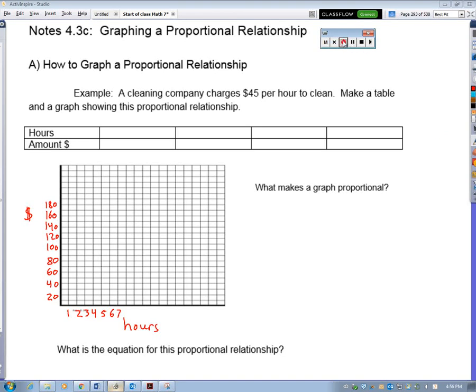Alright, my math friends, we are back and we're on the very last part of Chapter 4, Chapter 4.3c. We're going to graph a proportional relationship. We're finally going to bring everything together, those y's and those x's that we've been talking about, and those y over x fractions. You're going to see what the reason is for having the y and having the x.